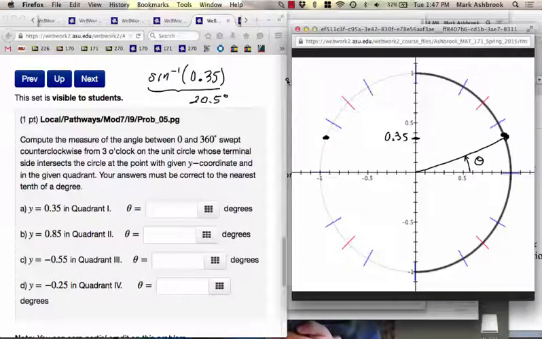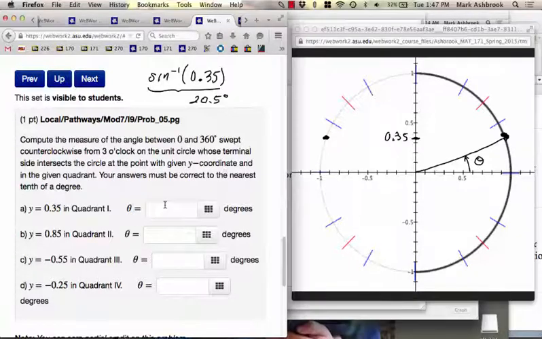Okay, so now we have to ask ourselves, is 20.5 degrees the angle we want in this given situation, part A? Is that angle in the first quadrant 20.5 degrees? Piece of cake, right? Quadrant 1, it's like falling off a log, okay? Never heard that expression? It's an easy thing to do. If you're on a log, it's easy to fall off. Okay, next one.